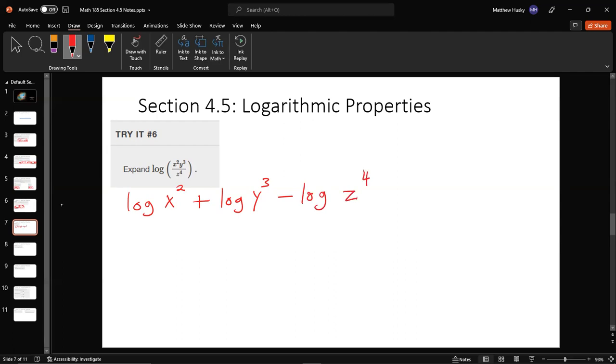After we've split them apart so that each one has its own log, any powers that are still there are going to be pulled out to the front, and they will be multiplied by each logarithm here. So what that would give us is 2 log of x plus 3 log of y minus 4 log of z.